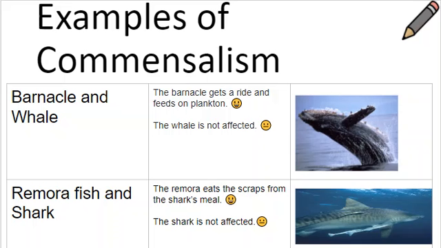The remora fish and the shark also have a commensalism relationship. The remora usually hangs around near or underneath the shark, and it eats scraps from the shark's meal. So the remora fish benefits and the shark is not affected. Just write one example for commensalism.